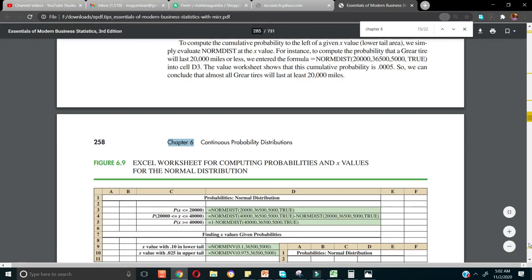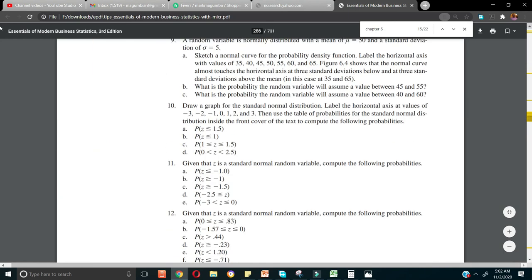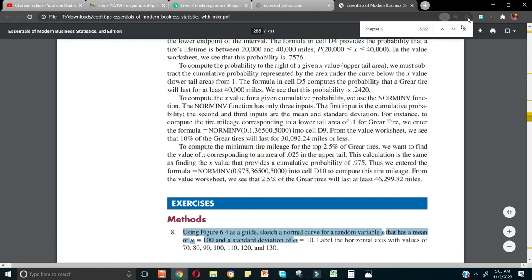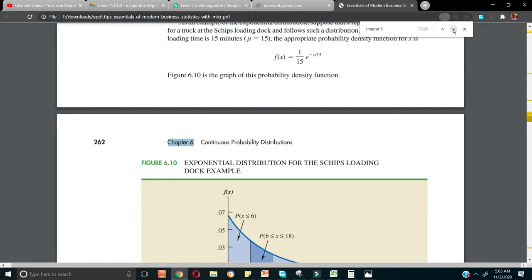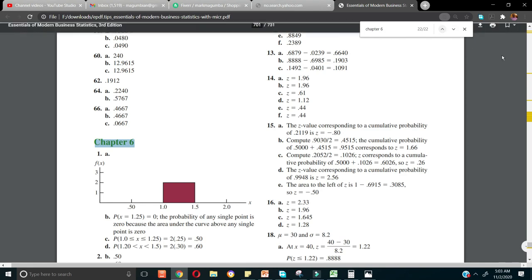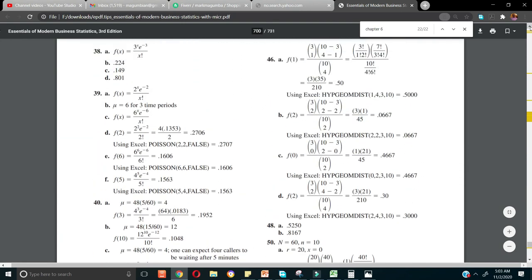So it's actually good that I do this in real time, so you can figure out some of the issues that you could run into if you are actually doing this. So this is using figure 6.4, label horizontal, and a standard label horizontal. So this is basically a graph. I think this is probably in another section. Let me go back to the answers and be sure. So they're only giving you answers to the numerical questions. They're not giving answers to all the questions. Mostly they're giving answers to the numerical questions.